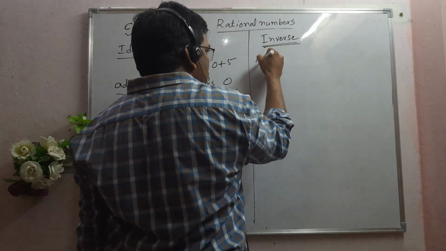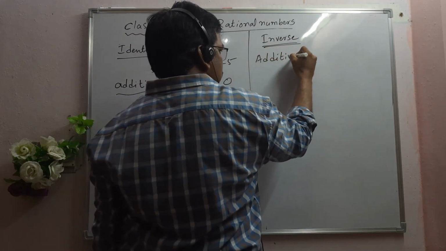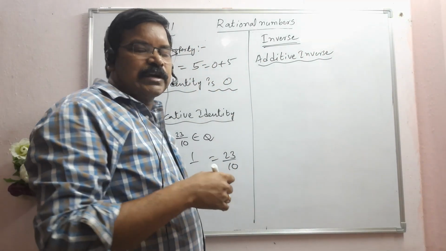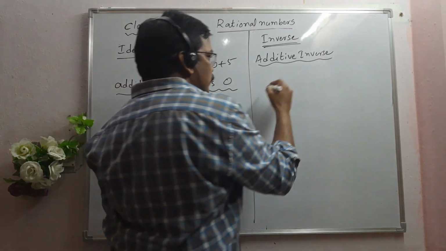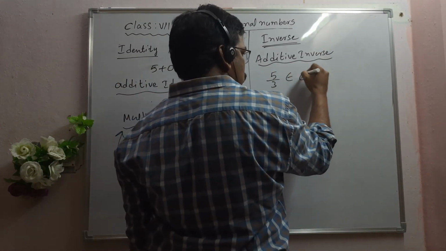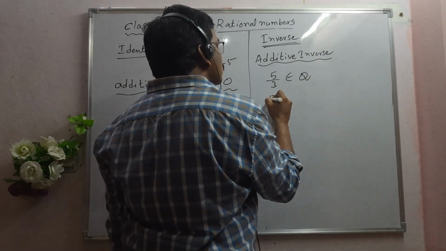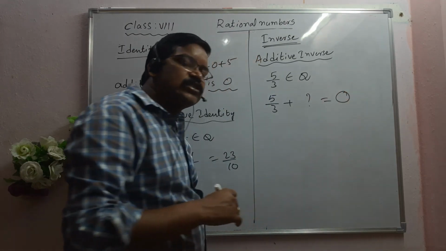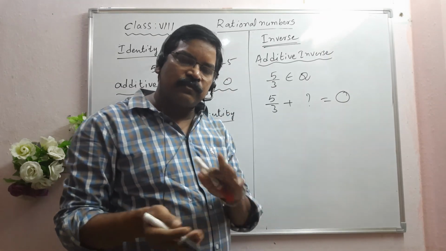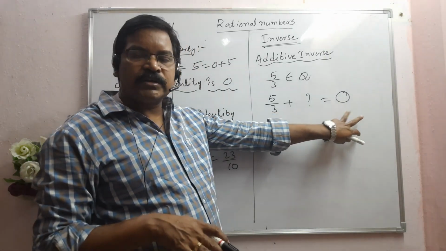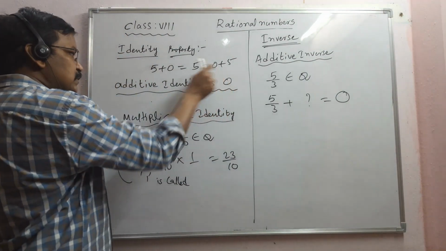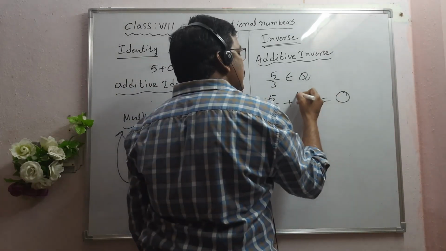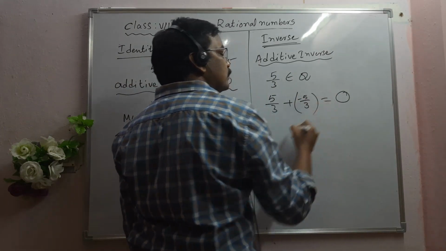What is the first one? Additive inverse. And the second one is multiplicative inverse. Let us learn about additive inverse first. I will take some number 5 by 3, which belongs to Q. What should be added to 5 by 3 to get the additive identity? Additive identity is 0. So the number that should be added is minus 5 by 3.